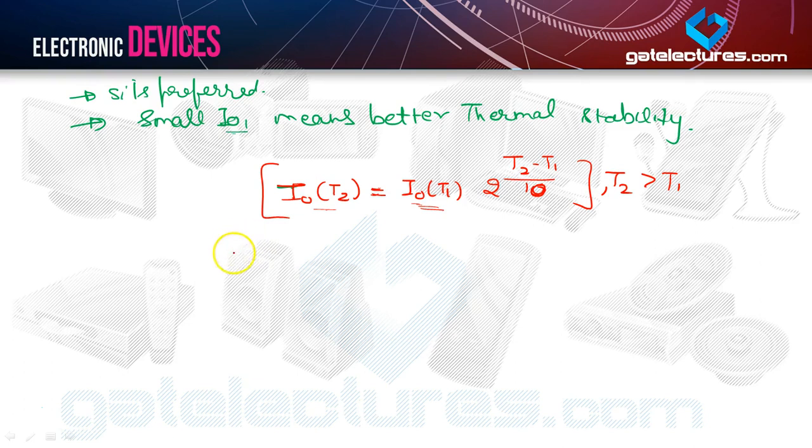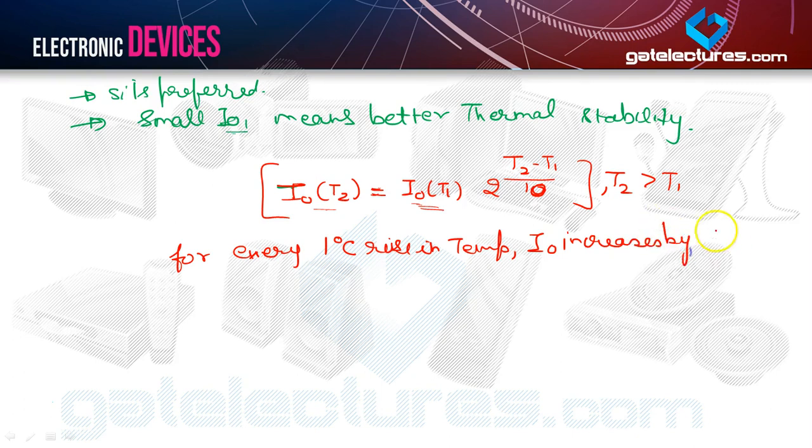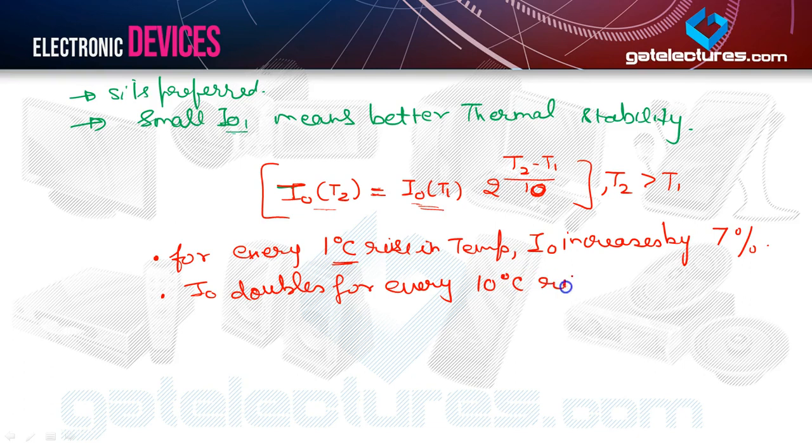So from here we can say it is important to know that for every 1 degree Celsius rise in temperature, I naught increases by 7%. And I naught doubles for every 10 degree rise in temperature. This is important.